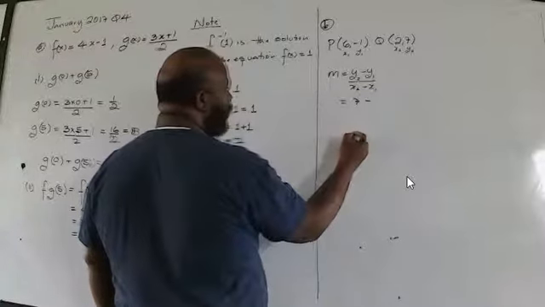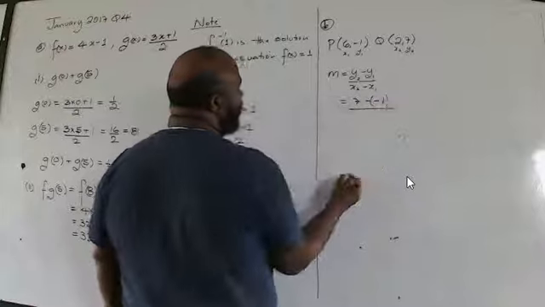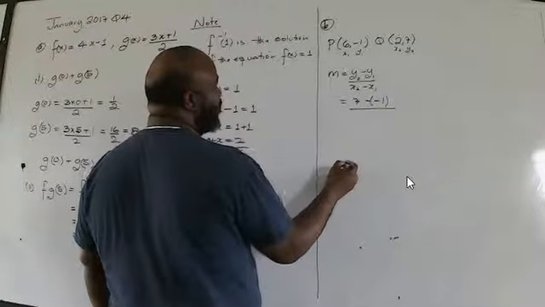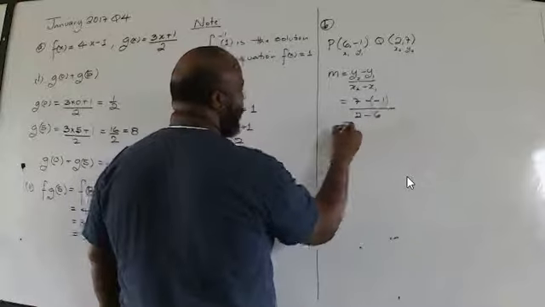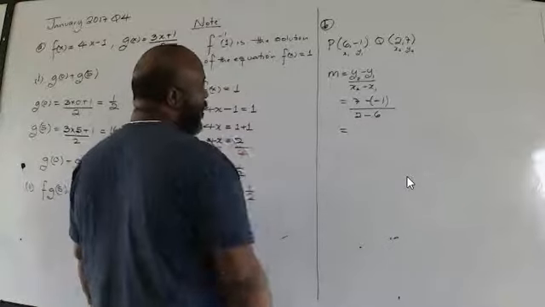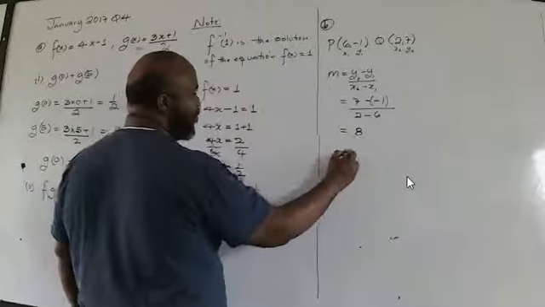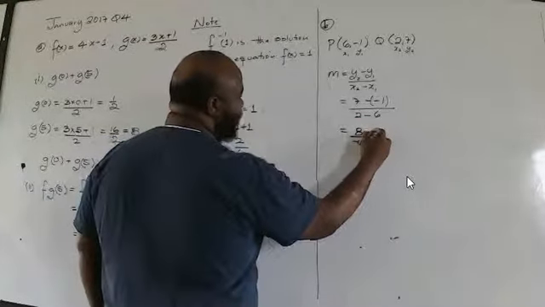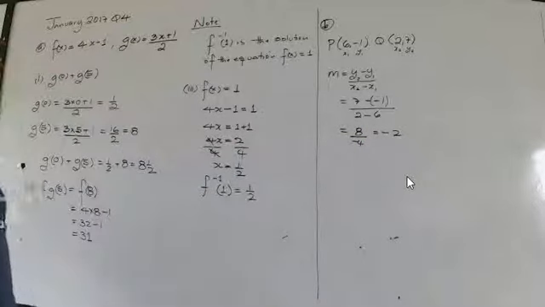7 minus what is y1? Negative 1. All over what is x2? 4. Minus what is x1? 8. At the top, this is 8, and down at the bottom, minus 4. Did you get m is equal to minus 2? Yes, sir. The gradient of PQ is minus 2. Next.